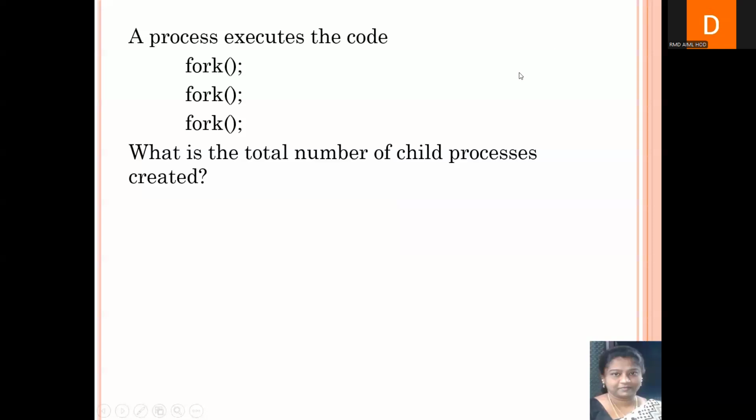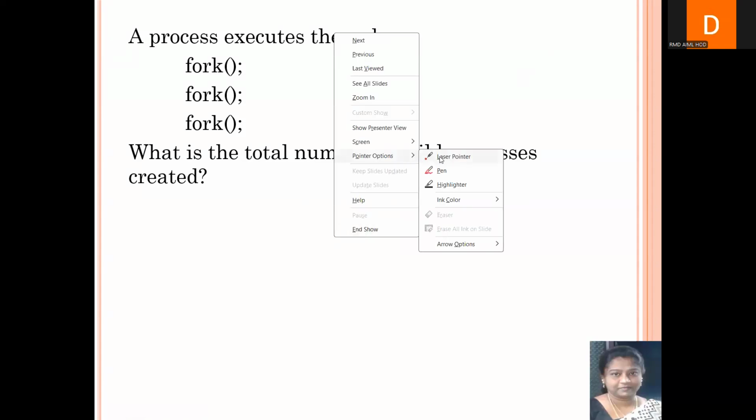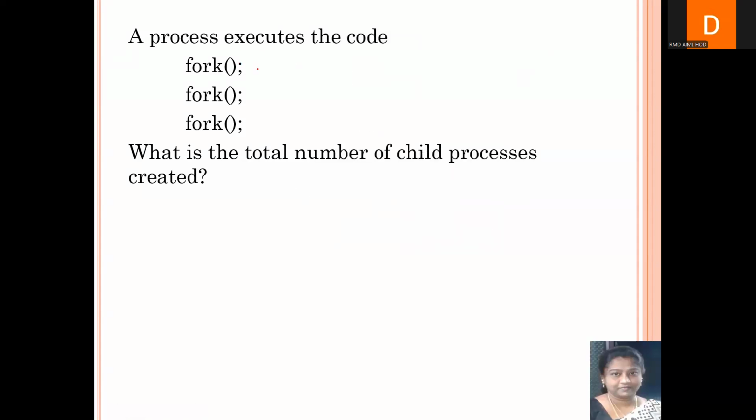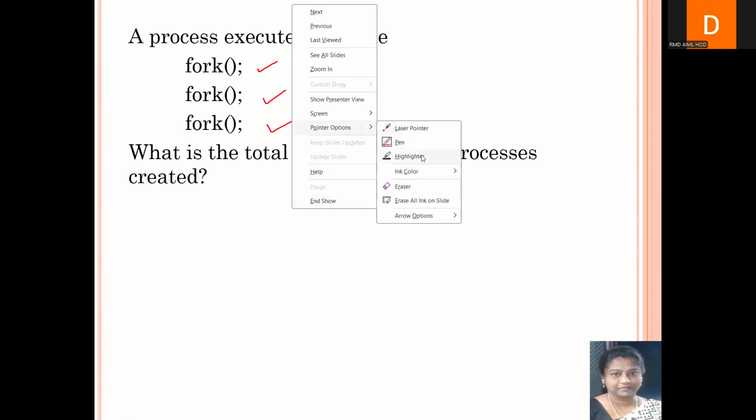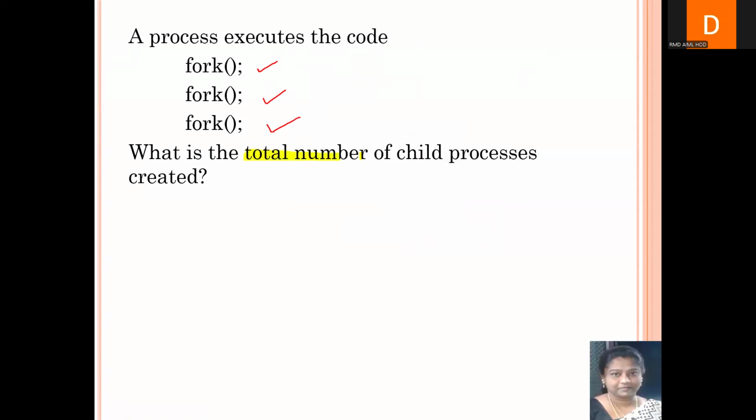Read the question carefully. The question says a process executes the following code, and then what do you have? You have a fork system call given 3 times, 1, 2, and 3. Okay, so fork is invoked thrice. Now your question says you need to find out what is the total number of child processes that will be created. This is your question. So this is what you need to do.